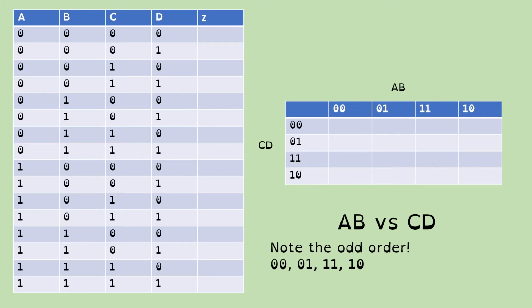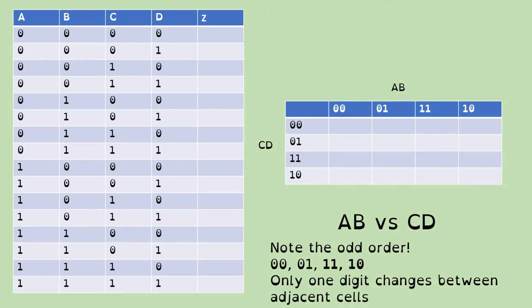Also, note the odd order that they're in. Both the AB and the CD are in this strange order where instead of going 00, 01, 10, 11, it goes 00, 01, 11, 10. The point of this is that only 1 digit changes between each adjacent cell. This is an ordering that's called Gray code. If you don't do this, then the process that I'm about to outline doesn't work. So you've got to do this strange ordering to make the K-map process work.